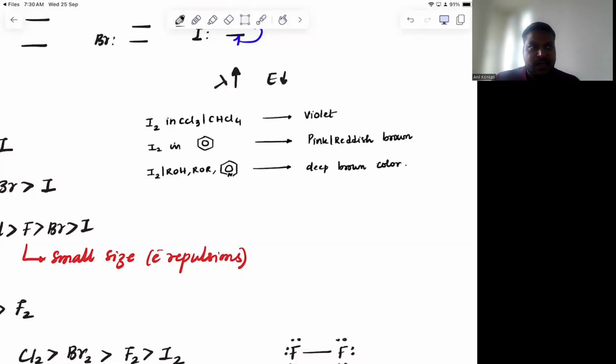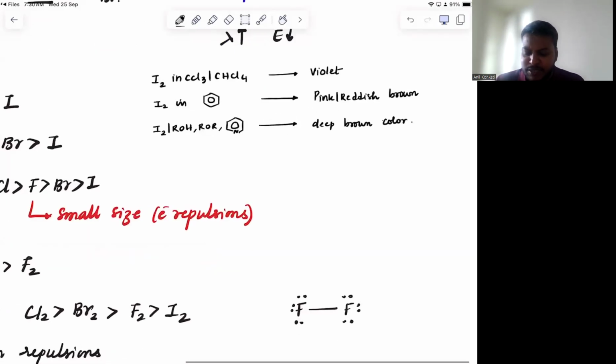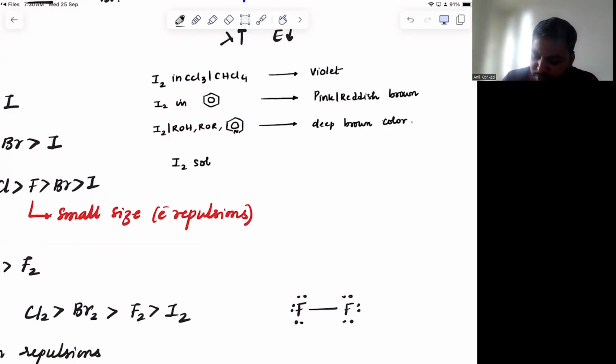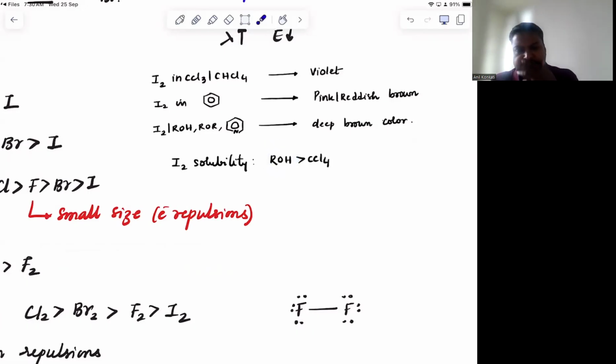Okay. And the solubility will be more when there are more donor groups. Clear? So if you notice I2 solubility, it will be more in alcohol as compared to CCl4. Why? Because ROH has a donor lone pair. So if you have a donor lone pair, the solubility will always be more.